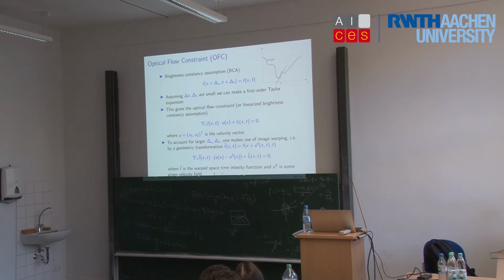So there's one problem. This is when we just consider one point. This is a two-dimensional vector, but we just have one equation. So it's an unconstrained problem. And this comes from the fact that we can detect motion only in direction of the gradient. So if you have an edge, a moving edge, you can only determine the motion perpendicular to the edge, but not in direction of the edge.